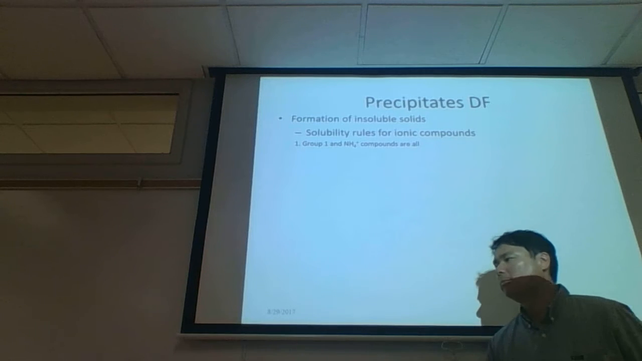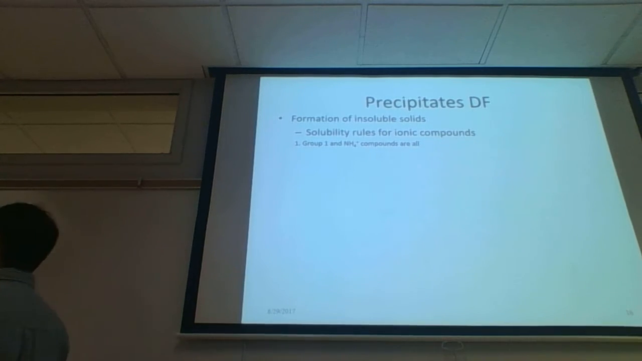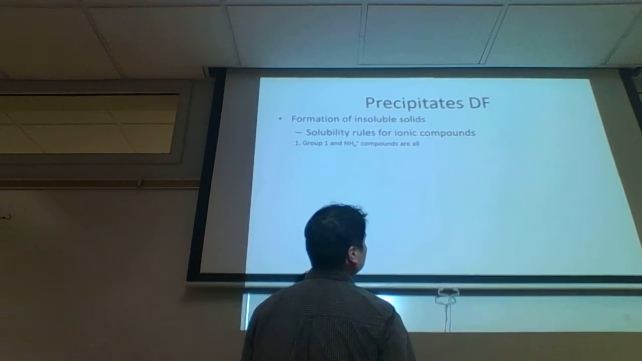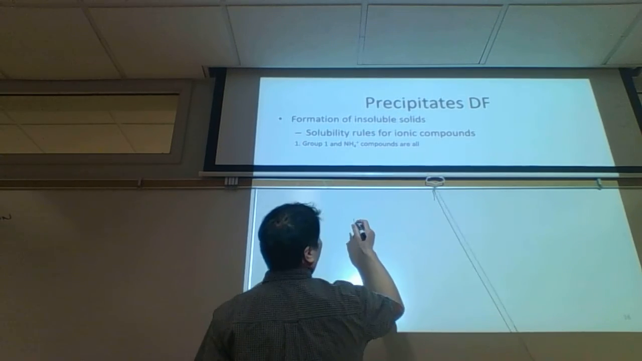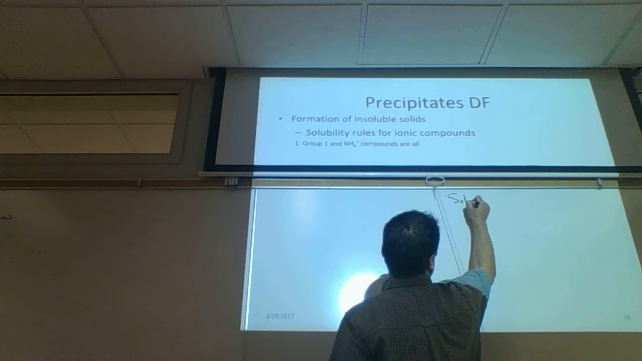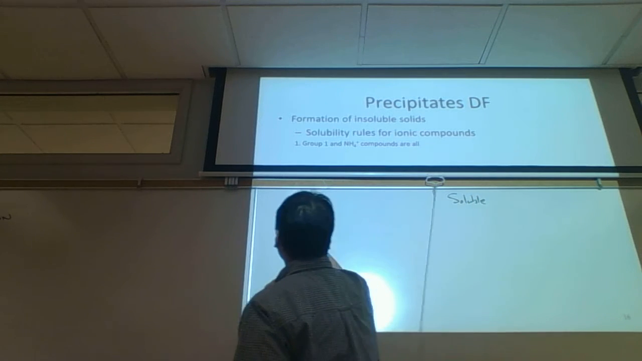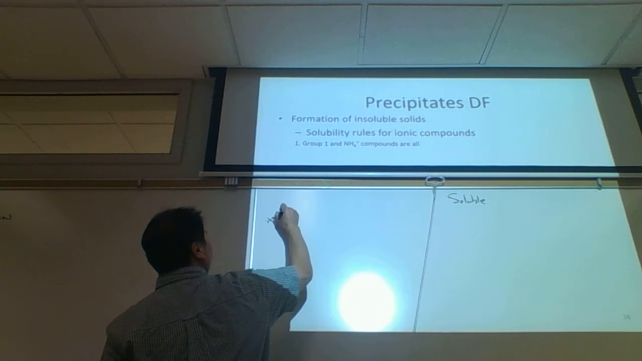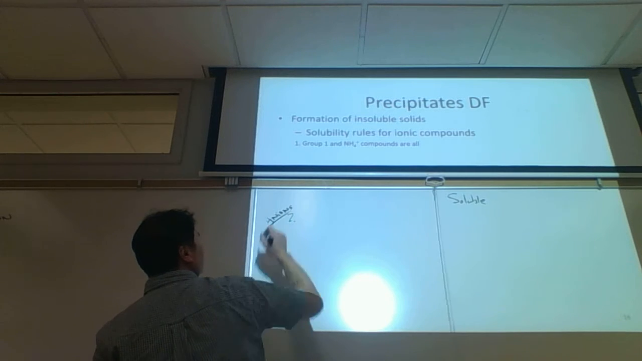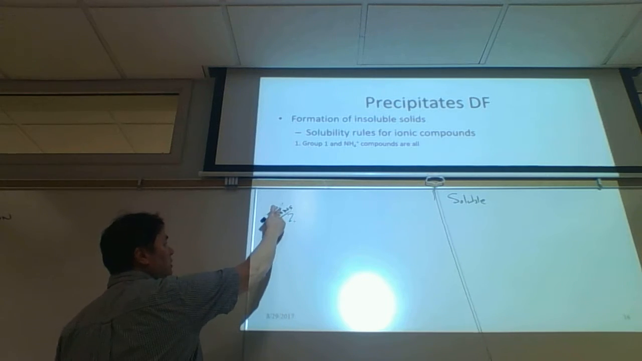So the first thing we look at is the cation. Is it a group 1? They're all soluble. Then, second, we start looking at the anion. If it's not one of those cations, then the easiest thing to do is check the anion.